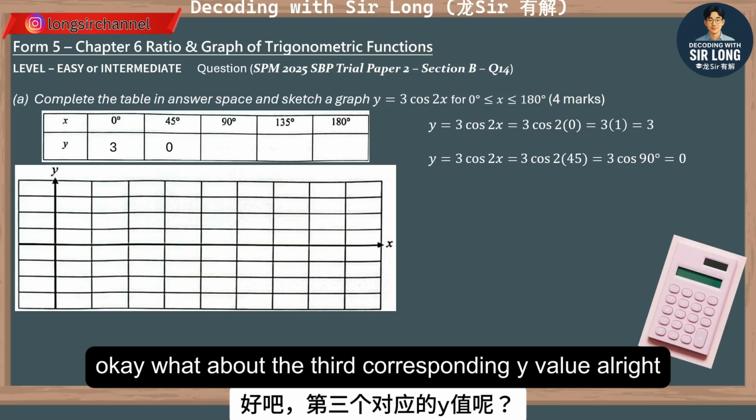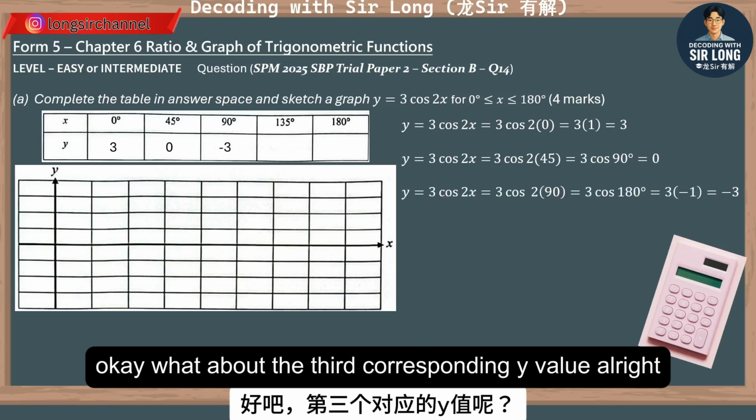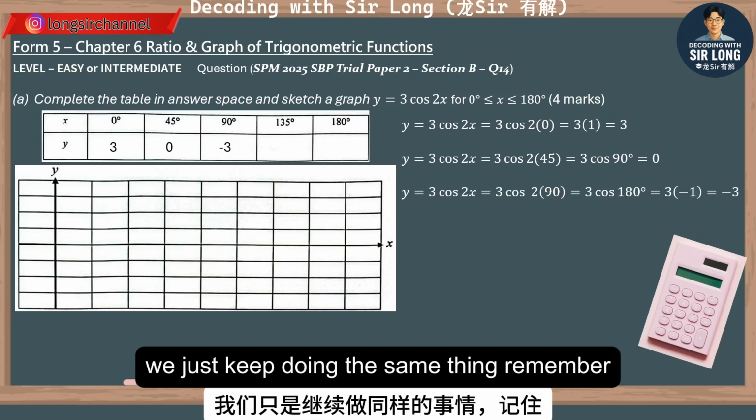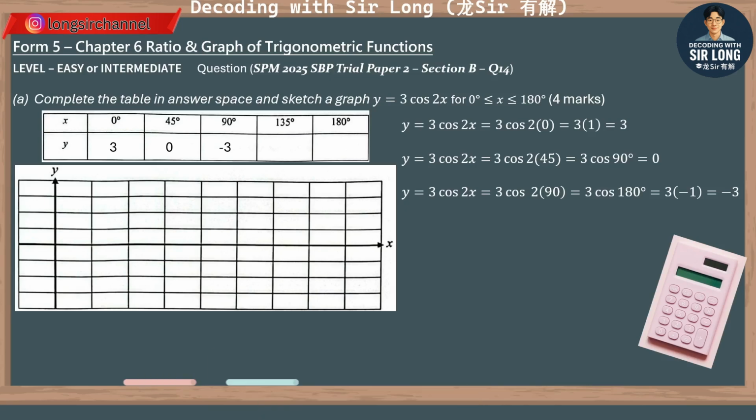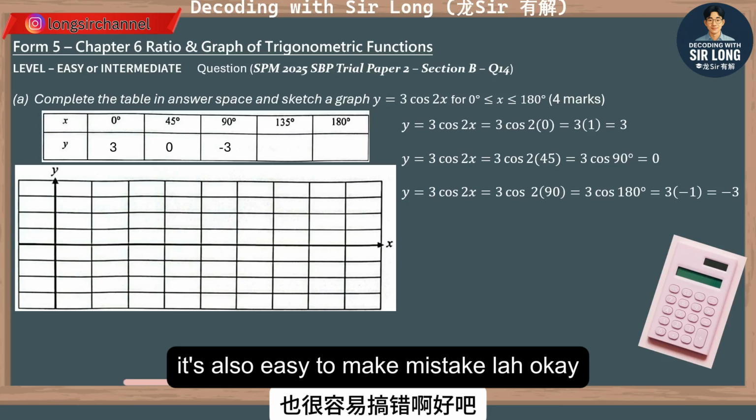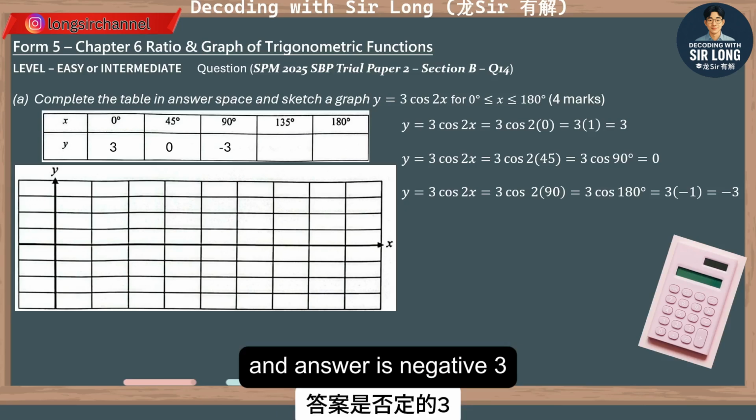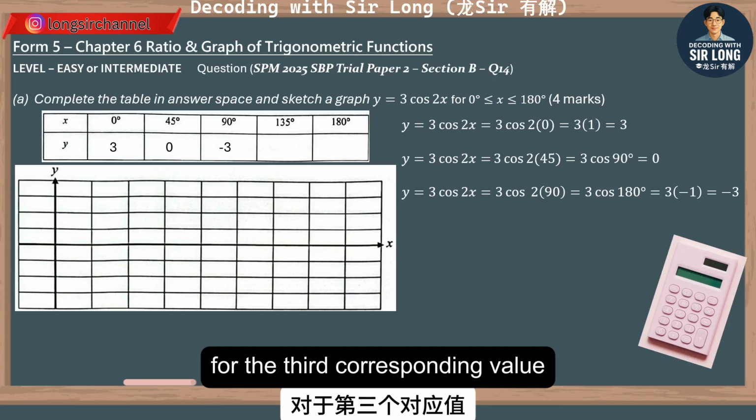What about the third corresponding y value? We just keep doing the same thing. Remember, don't make any mistake right here because this part is quite easy, but of course it's also easy to make mistakes, okay? And the answer is -3 for the third corresponding value.